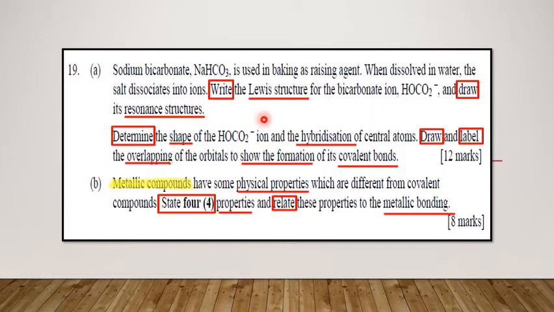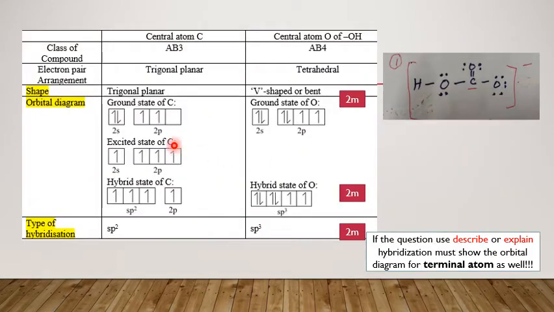Okay, now we go for the second part. Determine the shape, hybridization, draw and label. In this case, I encourage you all to answer in table form because there are 2 central atoms. One is carbon and the other is the oxygen of OH. So the class of compound is AB3, and this one is AB4. So AB3 trigonal planar, AB4 tetrahedral. Even though for these 2 no mark is given, I encourage you all to write them because you are used to it already. Because the question 1 shape, you show this is trigonal planar. So this one is V shape because we have 2 lone pairs.